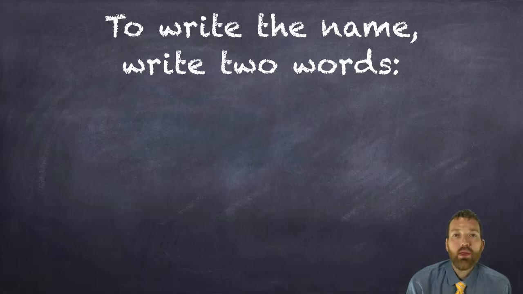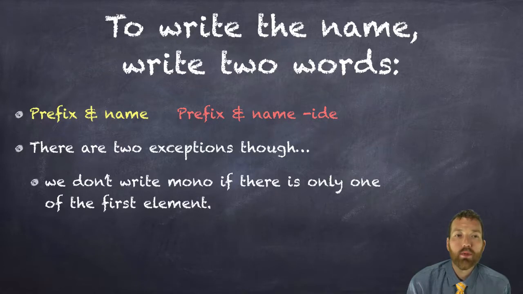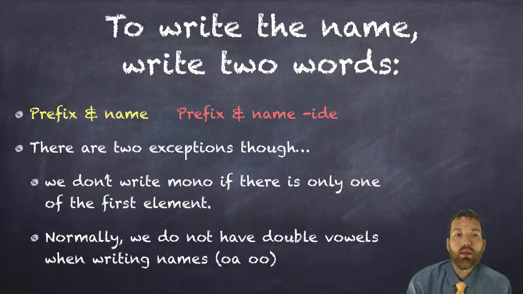So to write the name, you need to write 2 words. You're going to write the prefix and the name for the first element, and then the prefix and the name for the second element of the molecular compound. There's 2 exceptions though. We don't write the prefix mono if there's only one of the first element. You just skip it. You just name the element. And the other thing is normally we don't have double vowel sounds when writing names. If you have an O next to an A or 2 O's next to each other, we end up dropping one of those. You'll see in the examples we do.